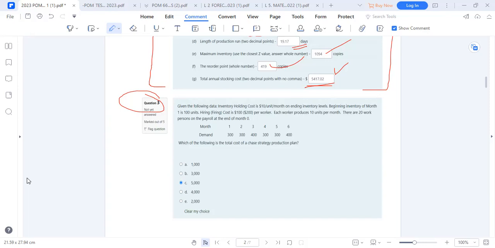So the beginning stock was actually 0. So the beginning inventory of month 1 is 100 units. Beginning was 100 units.